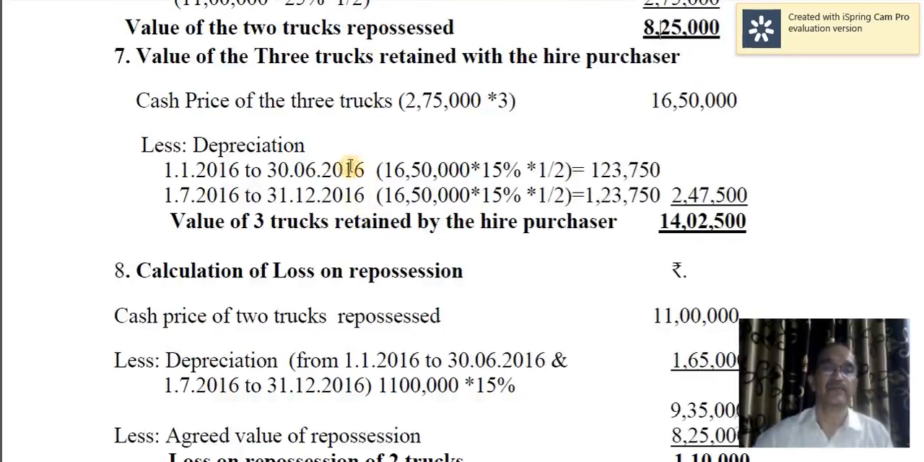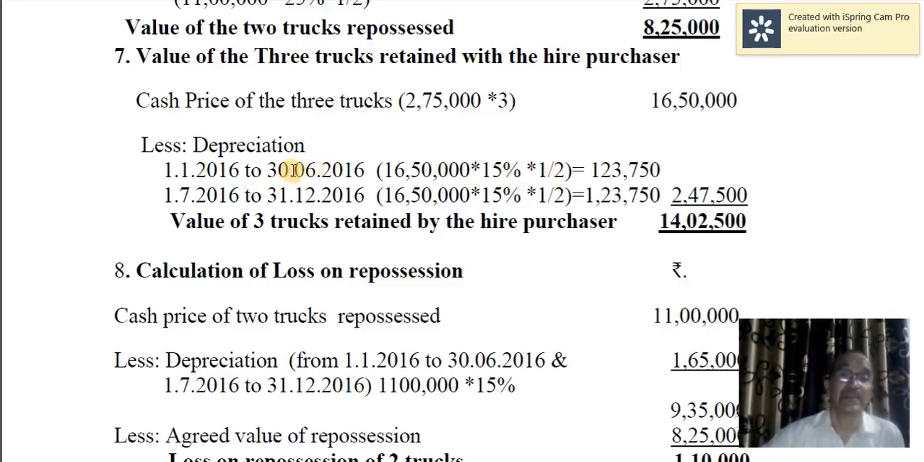And what is the value of the 3 trucks retained? Here you have to provide the normal rate of depreciation. 2,75,000 into 3 is 16,50,000. Depreciation for the first half year is 1,23,750. Depreciation is normally calculated at the end of the accounting year.